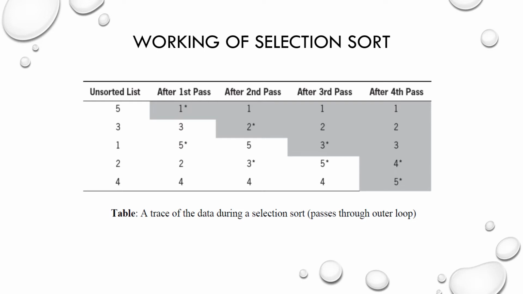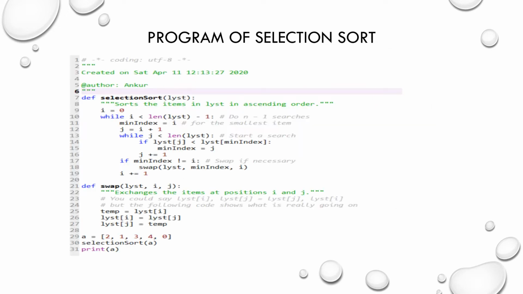Okay, now see the working of the algorithm. Here you are seeing the program of selection sort. Okay, in the selection sort we have considered a list with the name A, and the list has the 5 elements 2, 1, 3, 4 and 0.